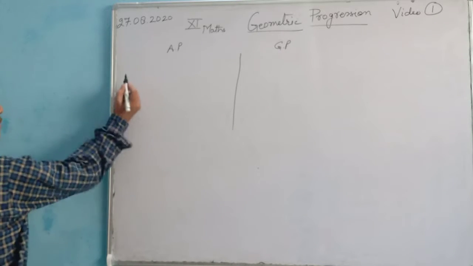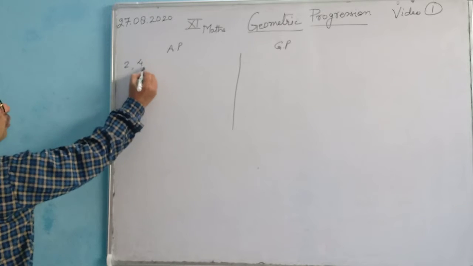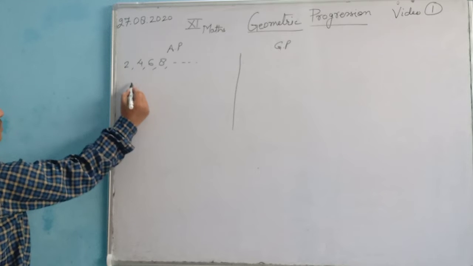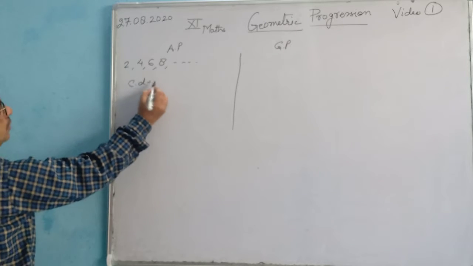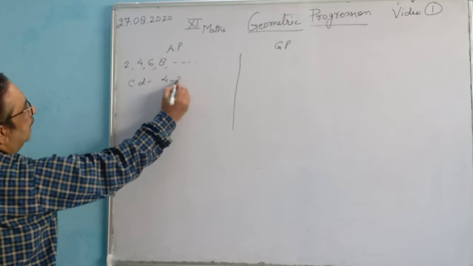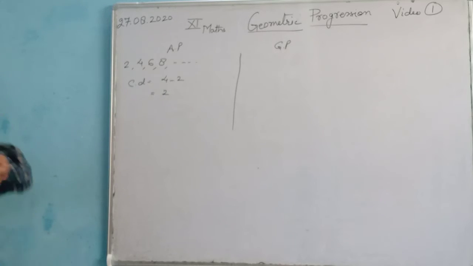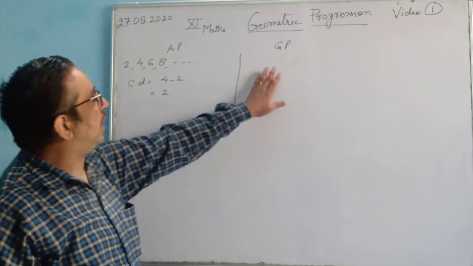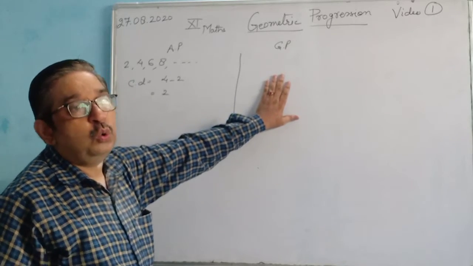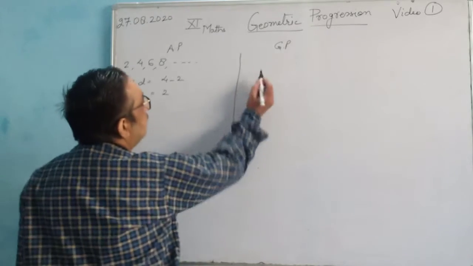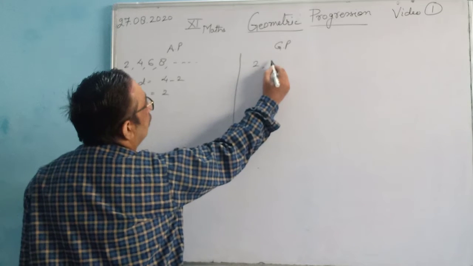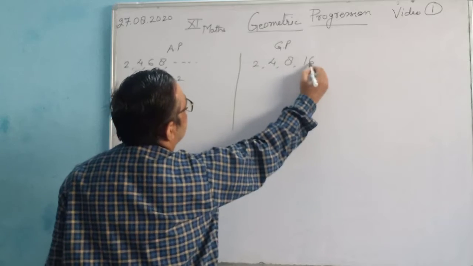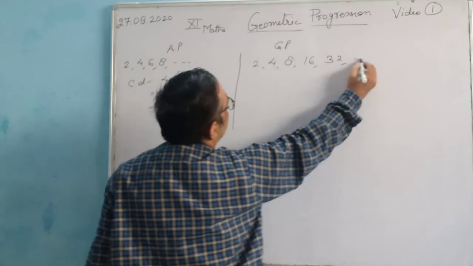In AP: 2, 4, 6, 8 and so on. That means common difference equals 4 minus 2 equals 2. But in geometric progression, there is no common difference. That means 2, 4, 8, 16, 32 and so on.